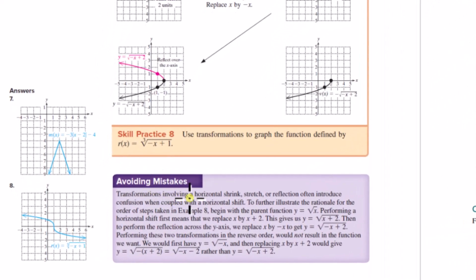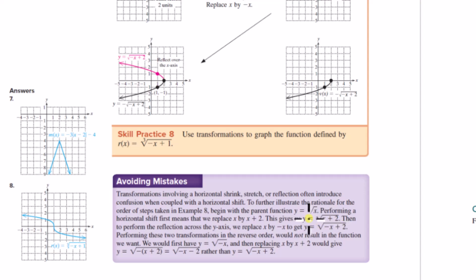It says transformations involving a horizontal shrink, stretch, or reflection, so applying a minus sign to the x to reflect it, or applying a factor to the x variables, often introduce confusion when coupled with a horizontal shift. To further illustrate the rationale for the order of the steps, begin with a function, y is equal to the square root of x. Performing a horizontal shift first means we replace x by x plus 2. Okay, so we've shifted it horizontally to the left by 2 units.